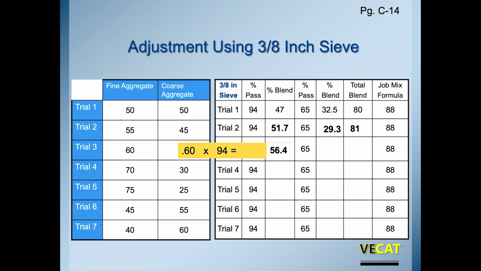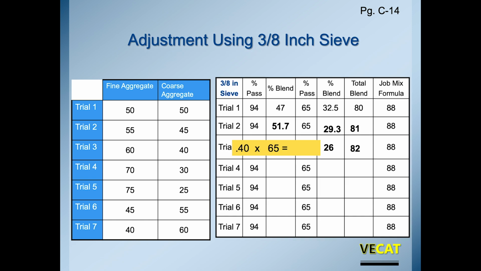So let's skip down to the next trial. We have 60% on the fine aggregate. We take 0.6 and multiply that by 94. We now have a percent blend for the fine aggregate of 56.4. We carry that across and do the same thing for the coarse aggregate. We get 0.4 times 65% passing for that specific sieve, and we get 26 on the blend. So now we get a total blend of 82. Again, our target is 88, so we're still a good ways off.